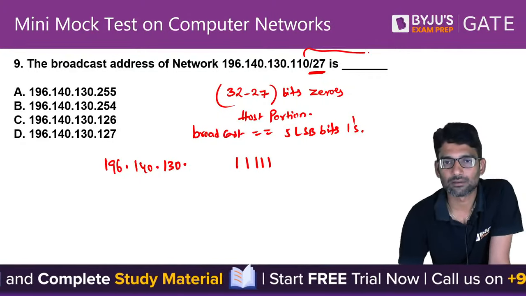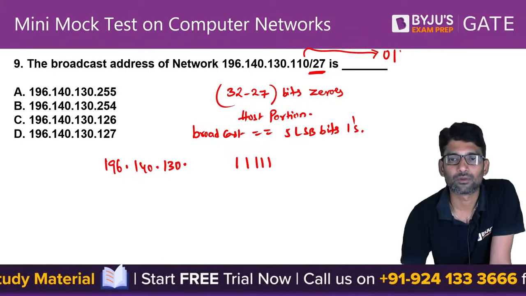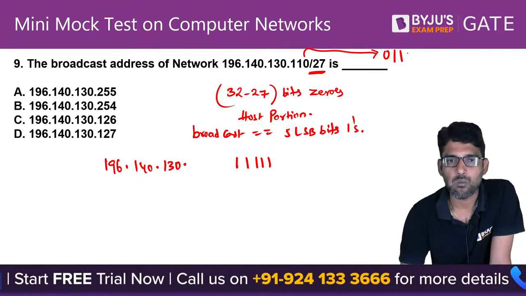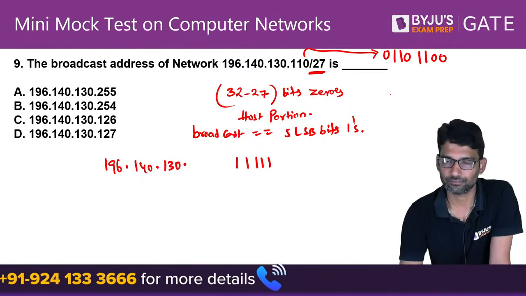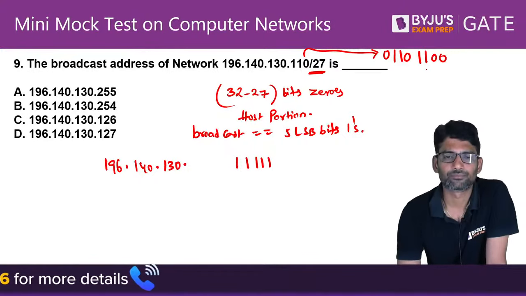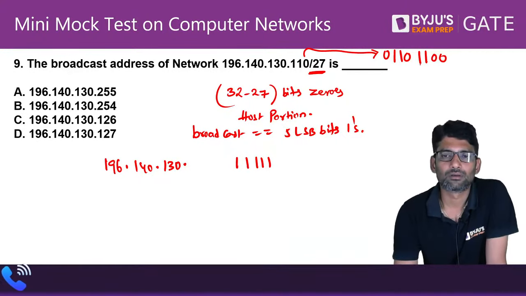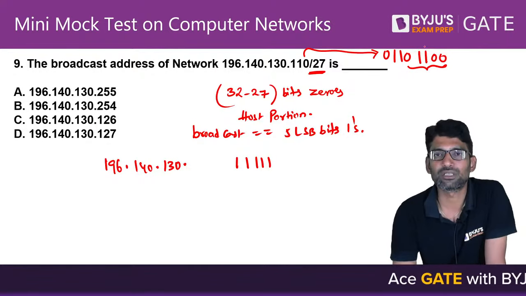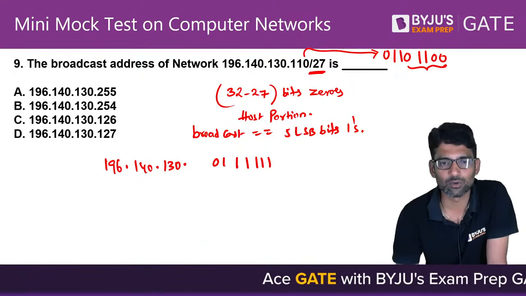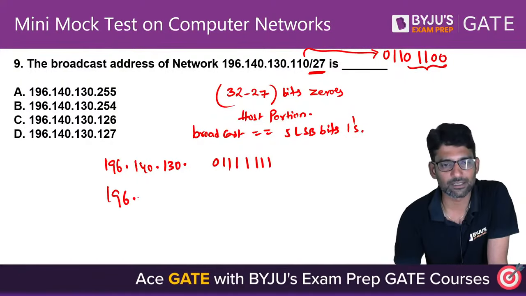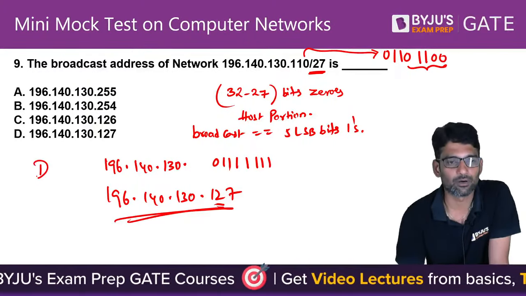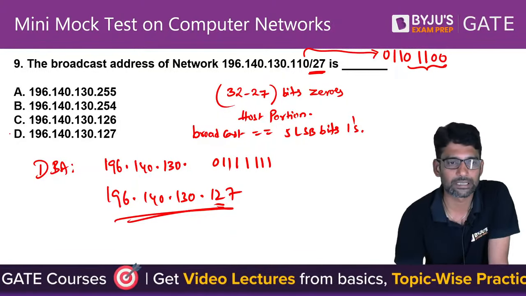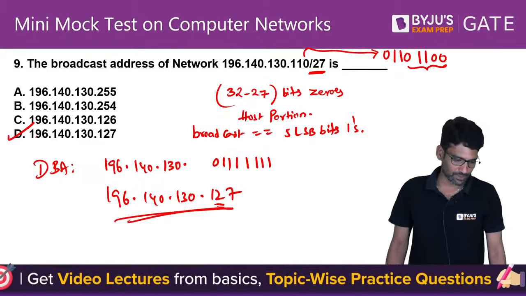110 is 64 plus 32 plus 8 plus 4 plus 2, that is 110. So here last 5 bits represent host ID. So these 5 can change. So remaining 0, 1, 1 will be as it is. So this is 196.140.130.127. So this is the directed broadcast address. Option D is the right answer.